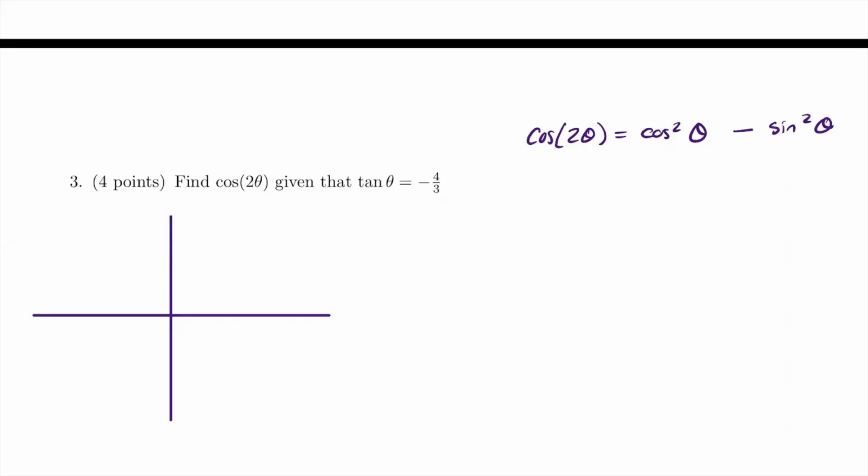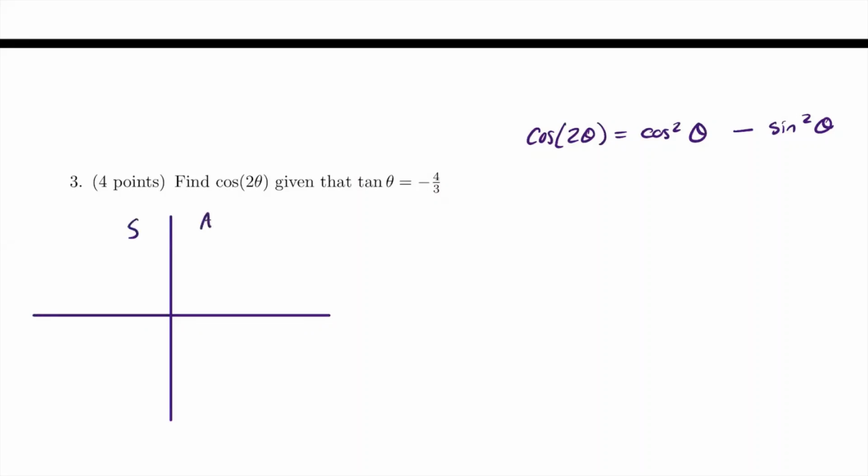So for number 3, we want to find cosine 2 theta, given the tangent of theta is negative 4 over 3. We have to use the double angle formula for cosine. Cosine 2 theta is equal to cosine squared theta minus sine squared theta. So we need to figure out sine and cosine, their values, and then plug them into the double angle formula from this information given. So tangent of negative 4 over 3, all that means is you can draw the right triangle on our xy plane.